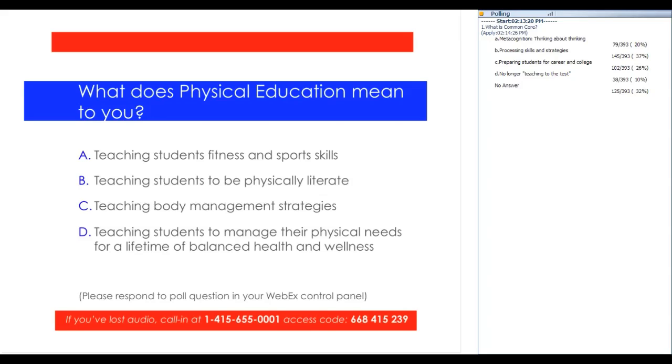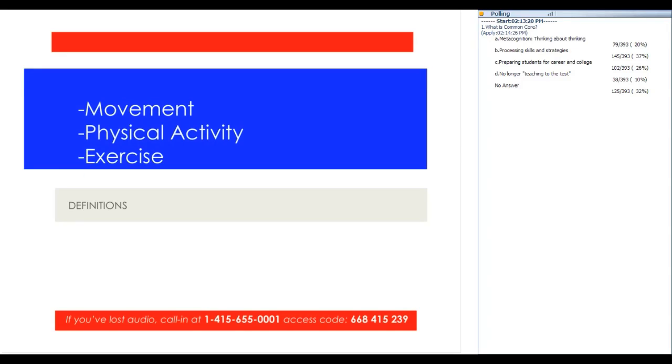Now notice the words that, if you're in the elevator and you're talking to a parent, would pop out at you. Manage their physical needs for a lifetime, and balanced health and wellness. Those words are what stick out in their mind. I sometimes say that in physical education we're teaching 8-year-olds and 18-year-olds how to be 80 years old and be able to carry 2 sacks of groceries up 2 flights of stairs, because it is for a lifetime.